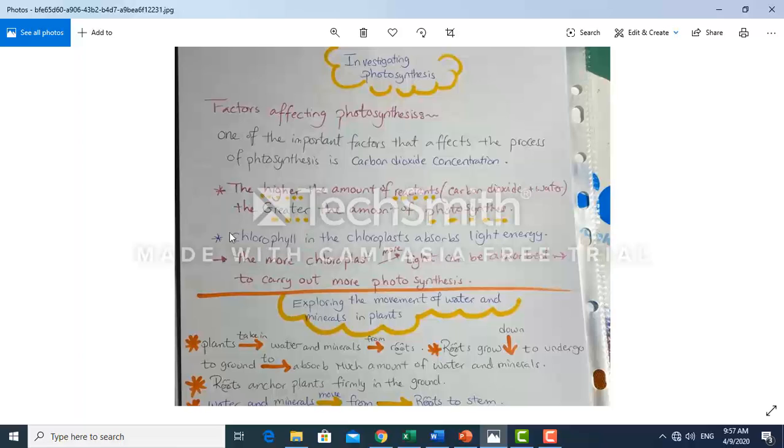Again, the chlorophyll, the green pigment that gives the green color to the plants, happens to be in the chloroplast. It absorbs light energy, and we agreed about that previously in the last lessons. So the more chloroplast I have, the more light will be absorbed, and the more photosynthesis I will be having.